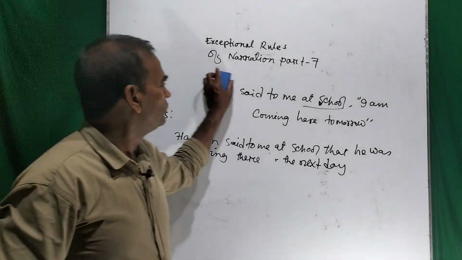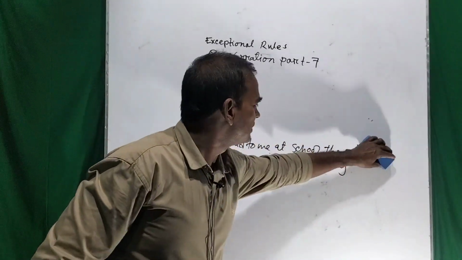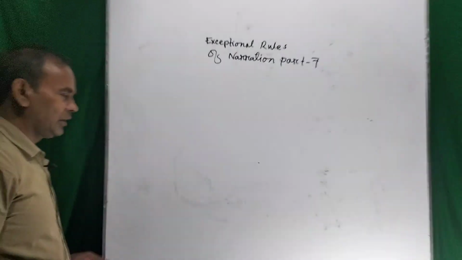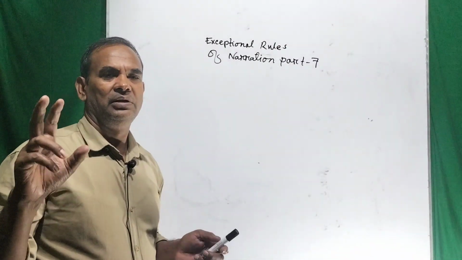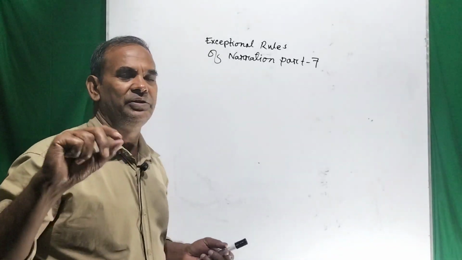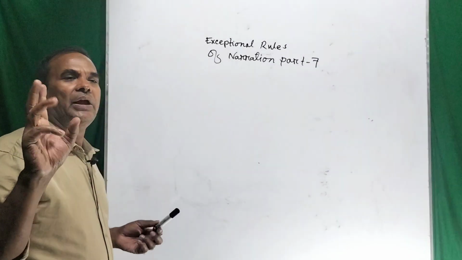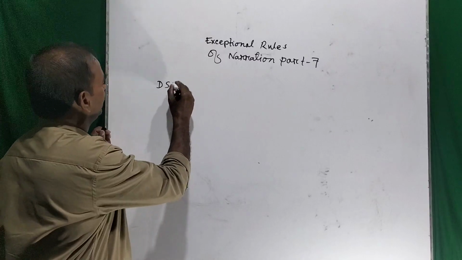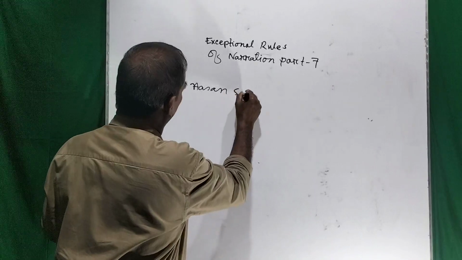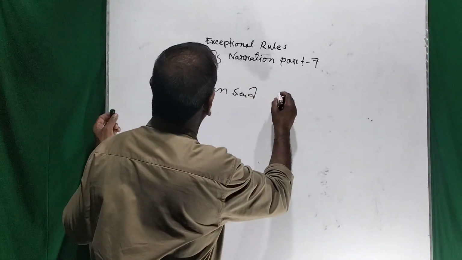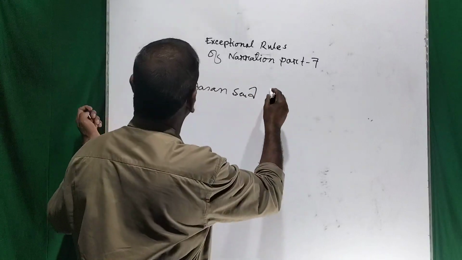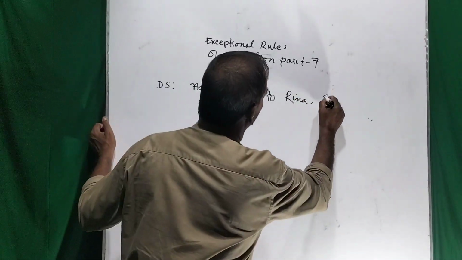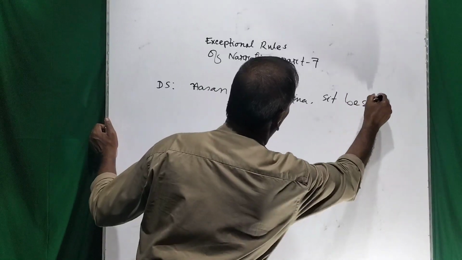Now I'd like to tell you another rule, that is sometimes we can change "here" by using some other words, by changing the "here" into some other words in the indirect speech according to the sense. Dear students, please look at the whiteboard. Hassan said to Rina, "Sit beside me."